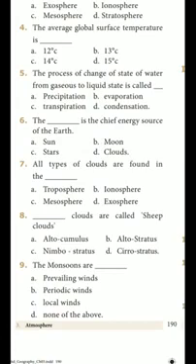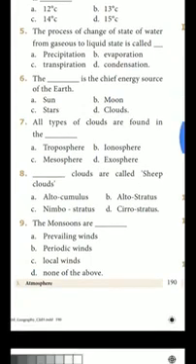Eighth one, dash clouds are called sheep clouds. Which cloud is called sheep cloud? Option A, altocumulus. Ninth one, the monsoons are dash. Option B, periodic winds.